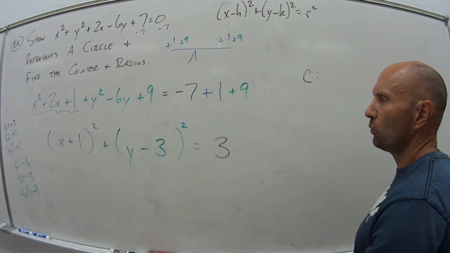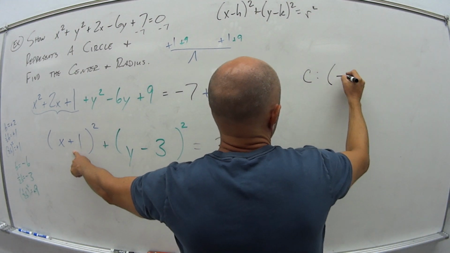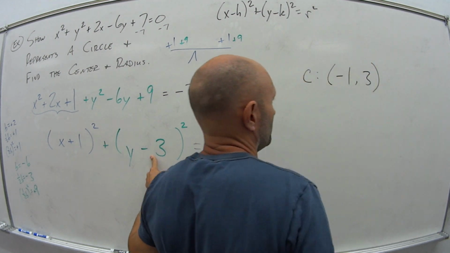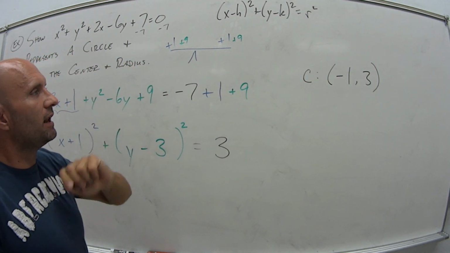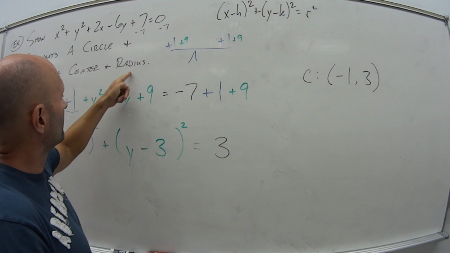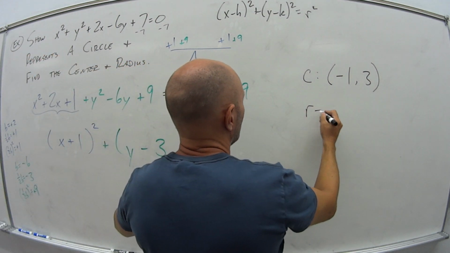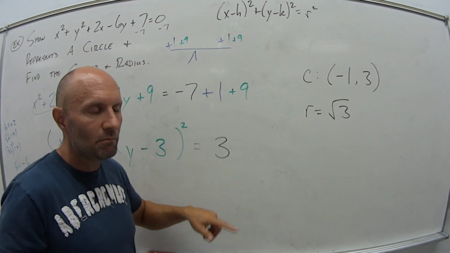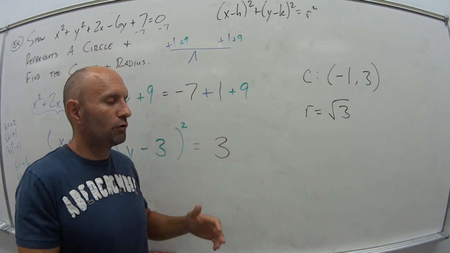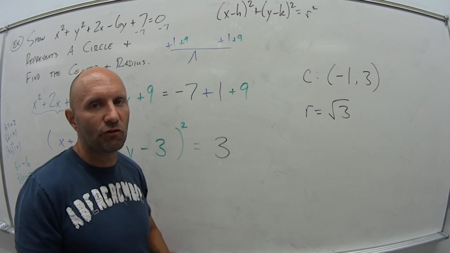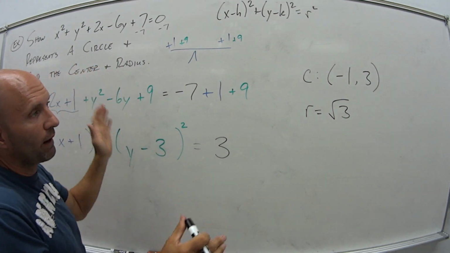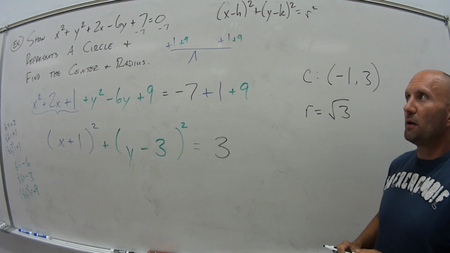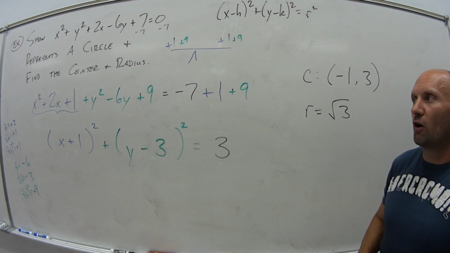Now my center is at what? I see +1, so it's -1. I see -3, so it's +3. So my center is at -1, +3. And lastly, what's the radius? Well, the radius is the square root of whatever's on the right, so square root of 3. I don't have a nice number like square root of 25 is 5, so I just leave it as the square root of 3. It doesn't say graph or sketch, so don't waste your time doing that. But if you're given that as a problem, that's how you solve this type of problem.